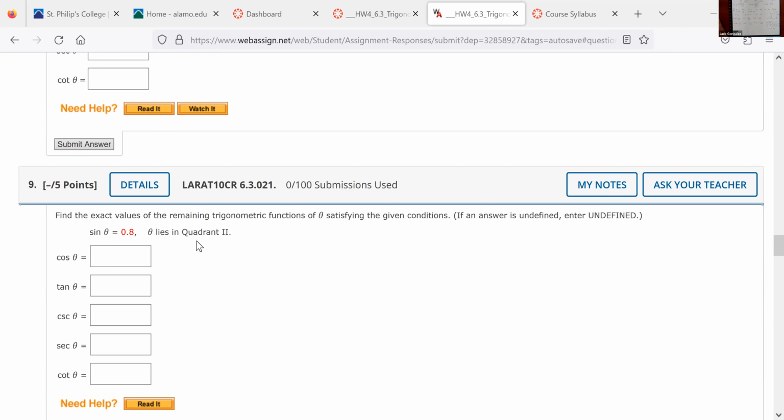Now number 9 is the same as 8, but they're giving you sine is equal to 0.8 in quadrant 2. So that means cosine is either positive or negative? What does that tell us? Quadrant 2. Sorry, negative. Yeah, X is negative, right? Because we're right here. So sine is plus, cosine is negative. So this would be negative, this would be negative, this would be negative, this would be negative.